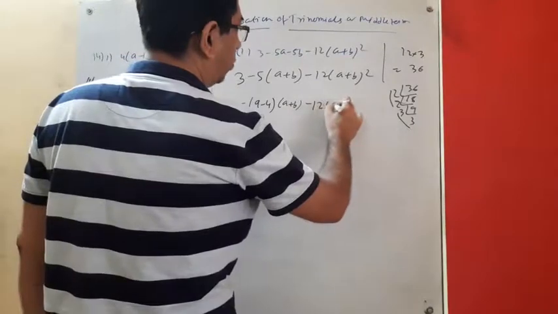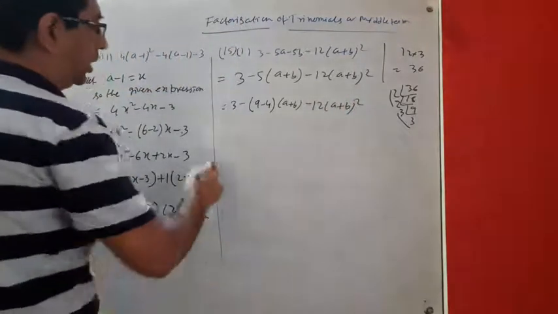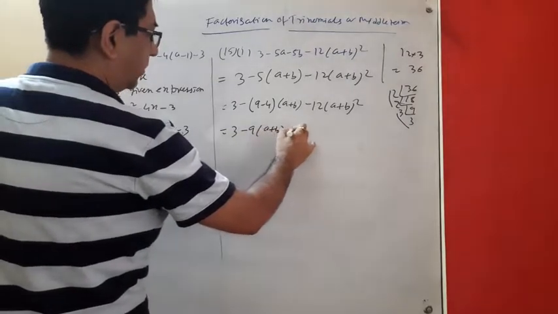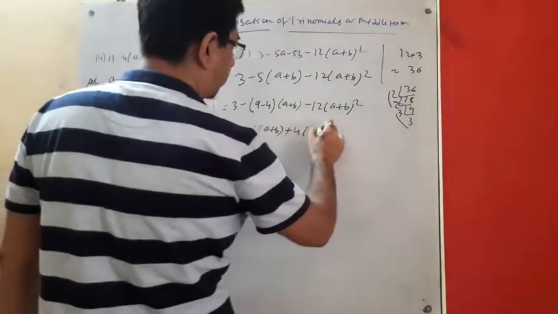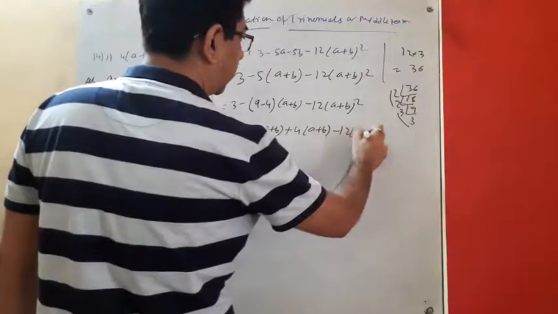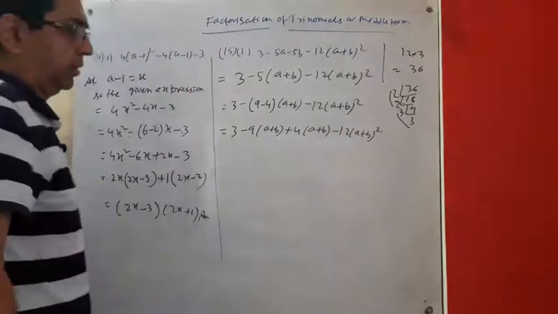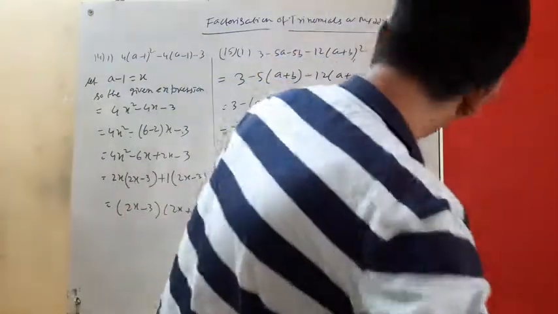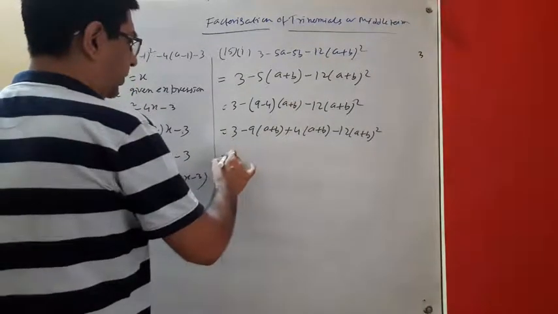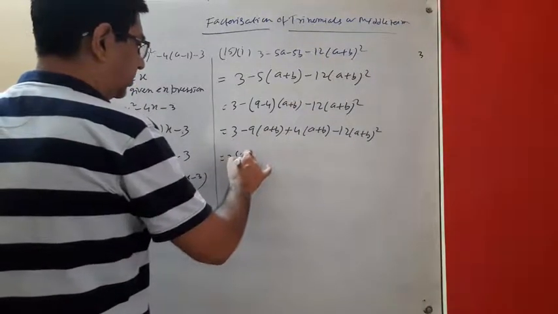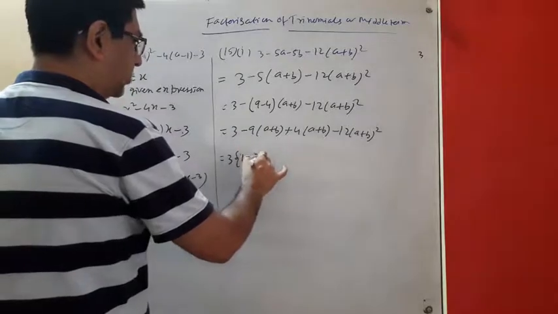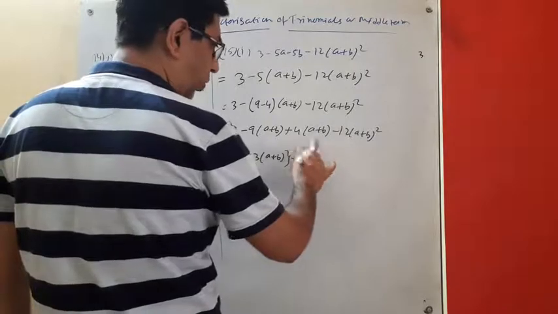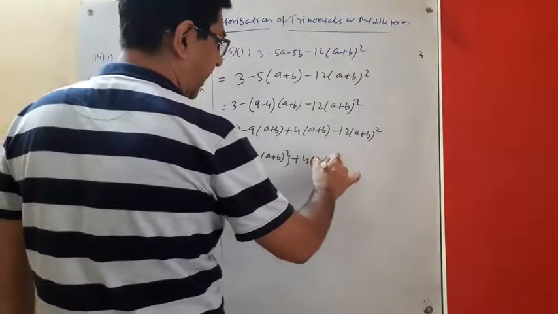Minus 12(a + b)². Now we get 3 − 9(a + b) + 4(a + b) − 12(a + b)². Okay. Now what will I do? From these two grouped terms, we take common 3, so we get 1 − 3(a + b). From here we take common 4 and also (a + b).